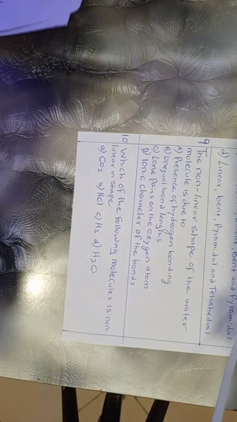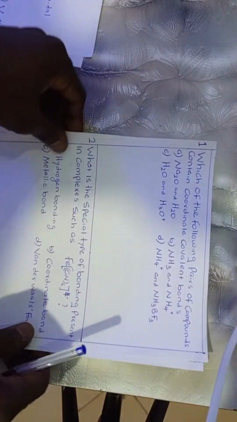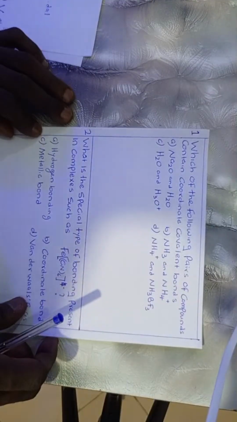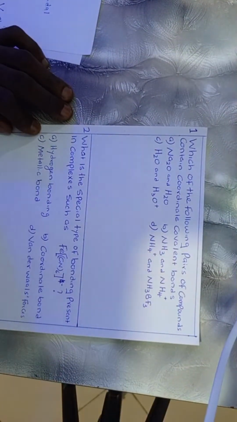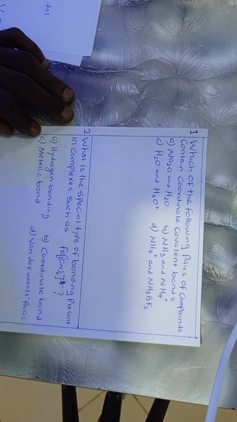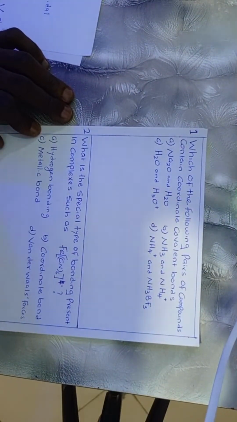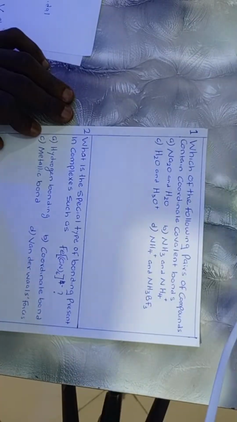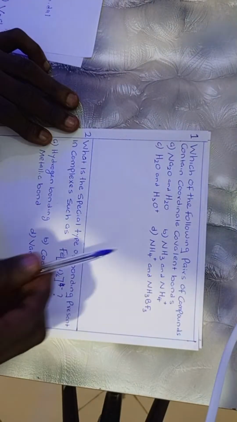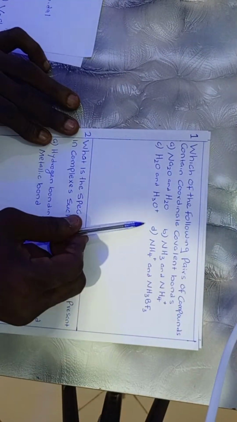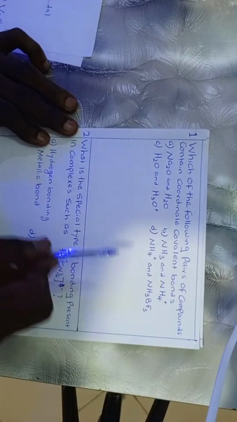So for question number 1, we talked about this. This is our question number 1 here. All right, check this out. It says, which of the following pairs of compounds contain coordinate covalent bonds? For those that joined late. Which of the following pairs of compounds contain coordinate covalent bonds? And the correct answer we selected from here is option D. Option D contains coordinate covalent bonds.